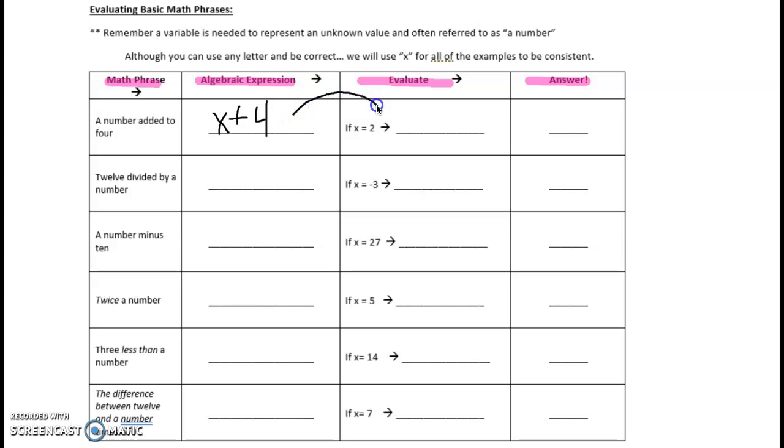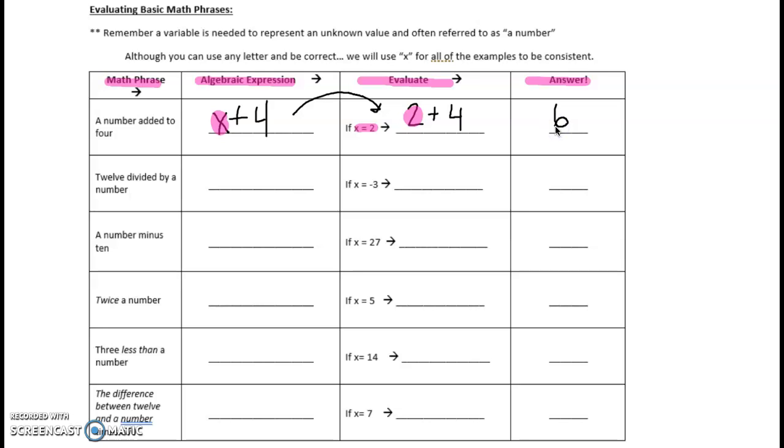Then we're going to evaluate it. What if x was 2? For all of these problems, you're going to be taking out the variable and putting in a number. So I'm going to say 2 plus 4, because I took out my x and plugged in a 2, because that's what it told me. Then you solve: 2 plus 4 is 6.